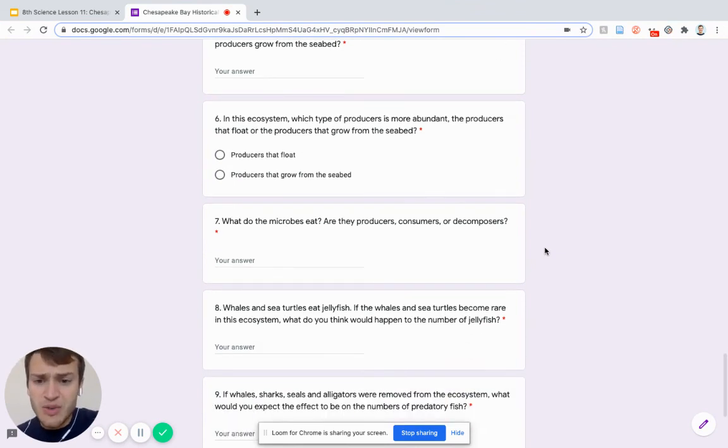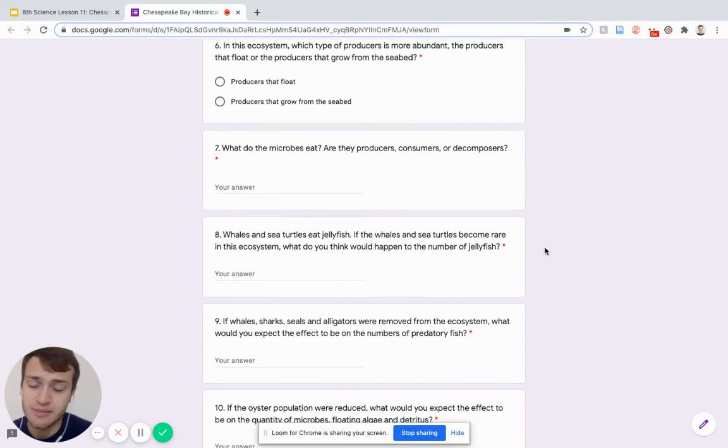Number 7, what do the microbes eat? Are they producers, consumers, or decomposers? Number 8, whales and sea turtles eat jellyfish. If the whales and sea turtles become rare in this ecosystem, what do you think will happen to the number of jellyfish? So if the number of whales and sea turtles goes down, what do you think is going to happen to the jellyfish?